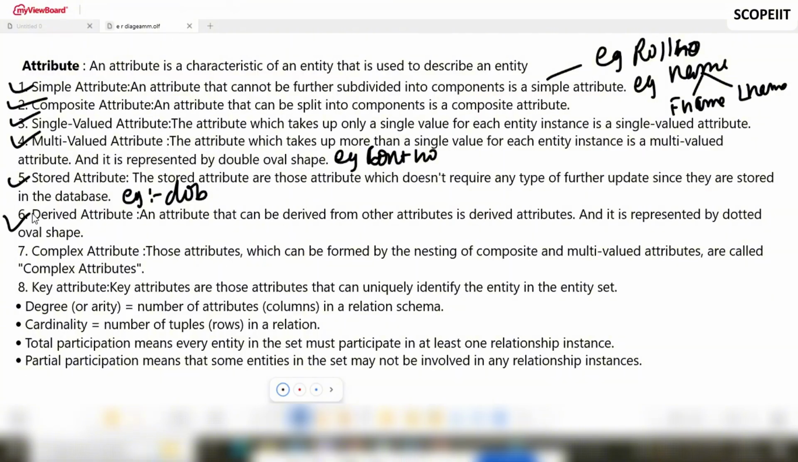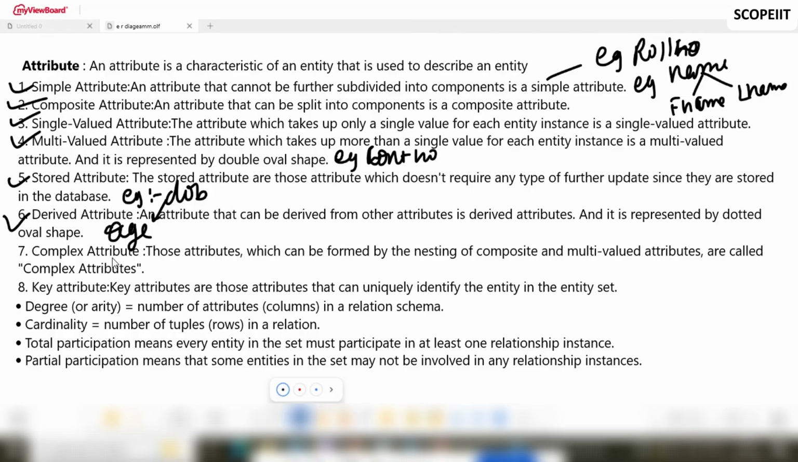Next is derived attribute. The attribute which can be derived from other attributes. For example, I can say age. Why is age an example? Because we can derive age from date of birth. So age is known as a derived attribute.